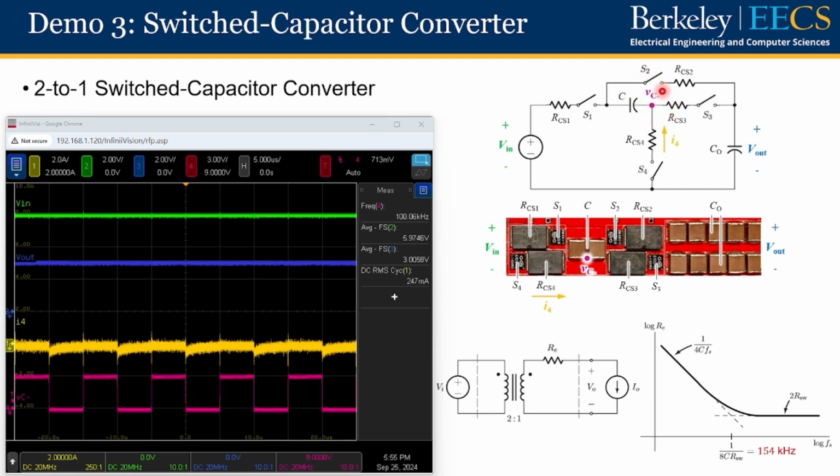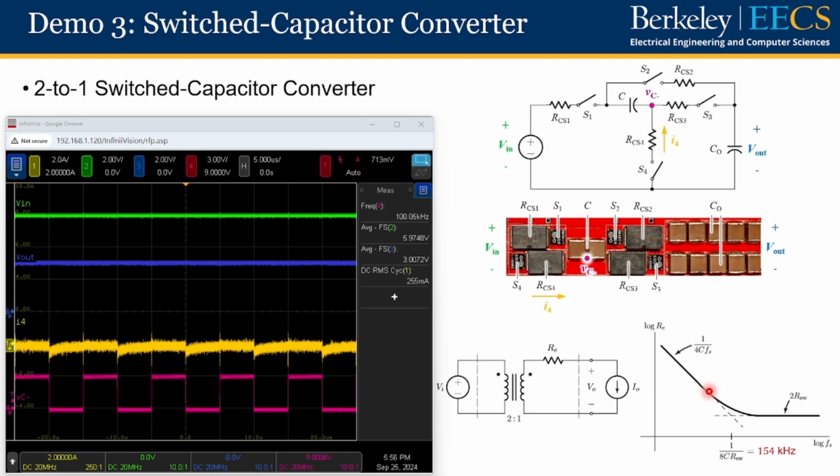Now, the converter is operating at 100 kilohertz switching frequency with no load. And therefore, there's no voltage drop across the output resistance RE. And so as we can see here, we are having an ideal 2-to-1 voltage conversion from the 6-volt input to the 3-volt output. Also, since the switching frequency right now is 100 kilohertz, which is below the transition point, we know that we are in the slow switching limit regime.